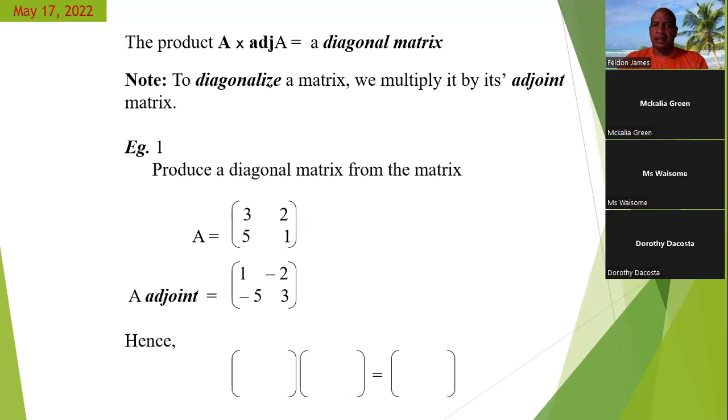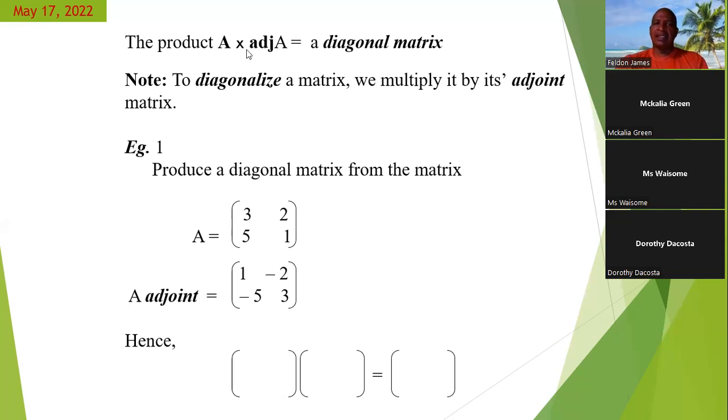By doing the layout, sir. Right, how would you lay it out? So the adjoint, sir, you'd have A, which is right here, and you'd keep the same 3, 2, and 5, 1, and then the second one, you have the 1 and the -2 and the -5 and the 3 in one bracket, right?